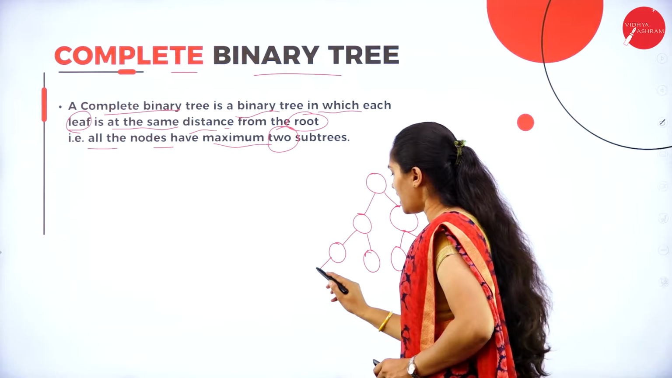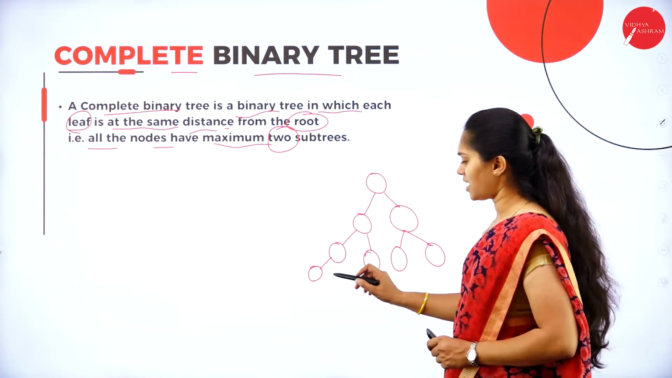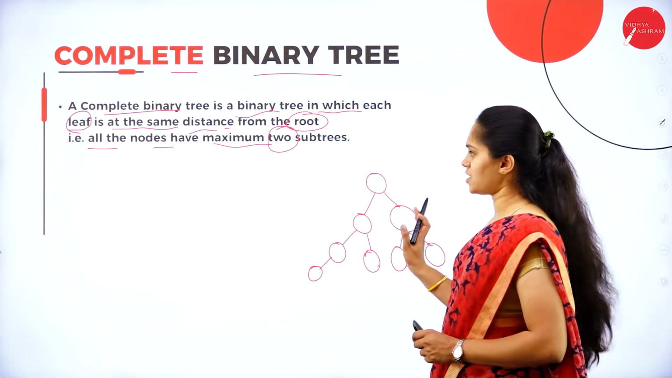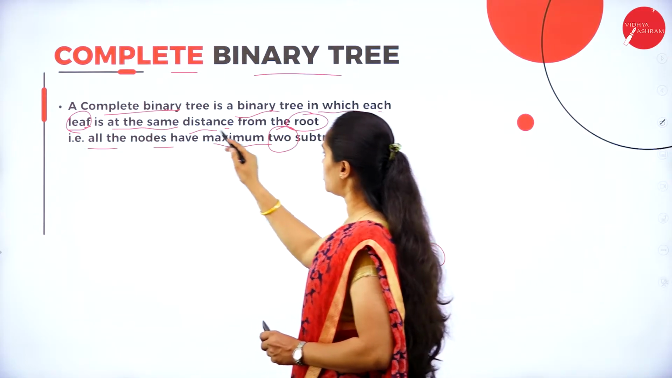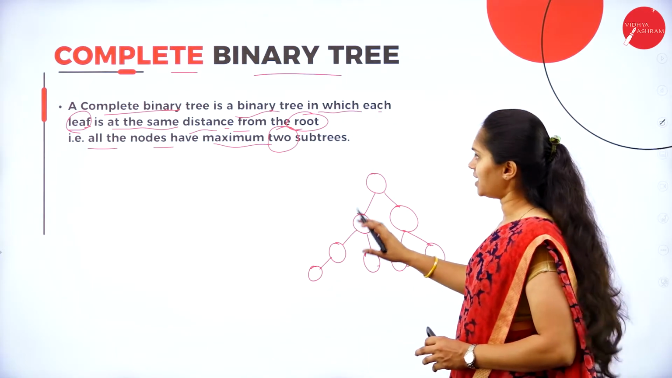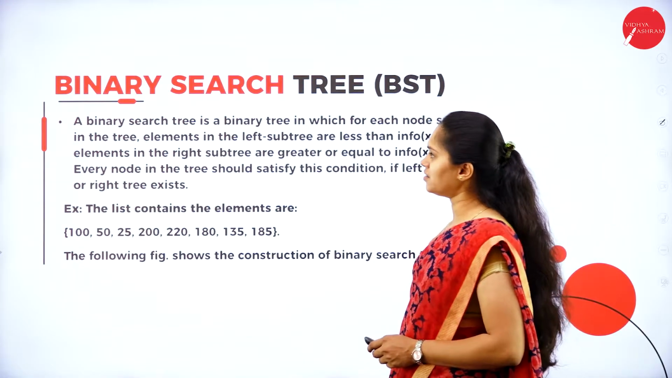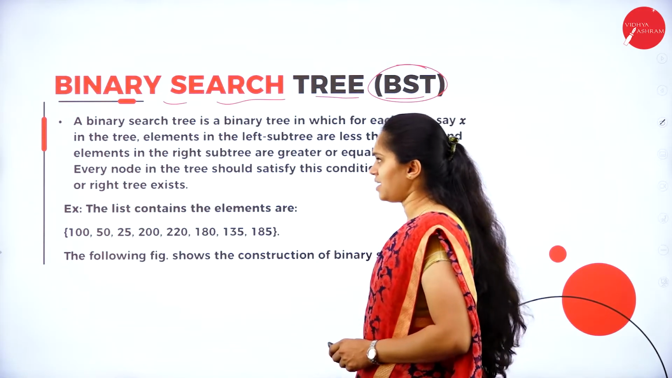So here I can't have it, because this is one of the leaf nodes that is not at the same distance as the previous three leaf nodes. That is what we have to have: the same distance from the leaf to the root. Then we can say that kind of tree is a complete binary tree. And here next we have a binary search tree. In short, it is BST.